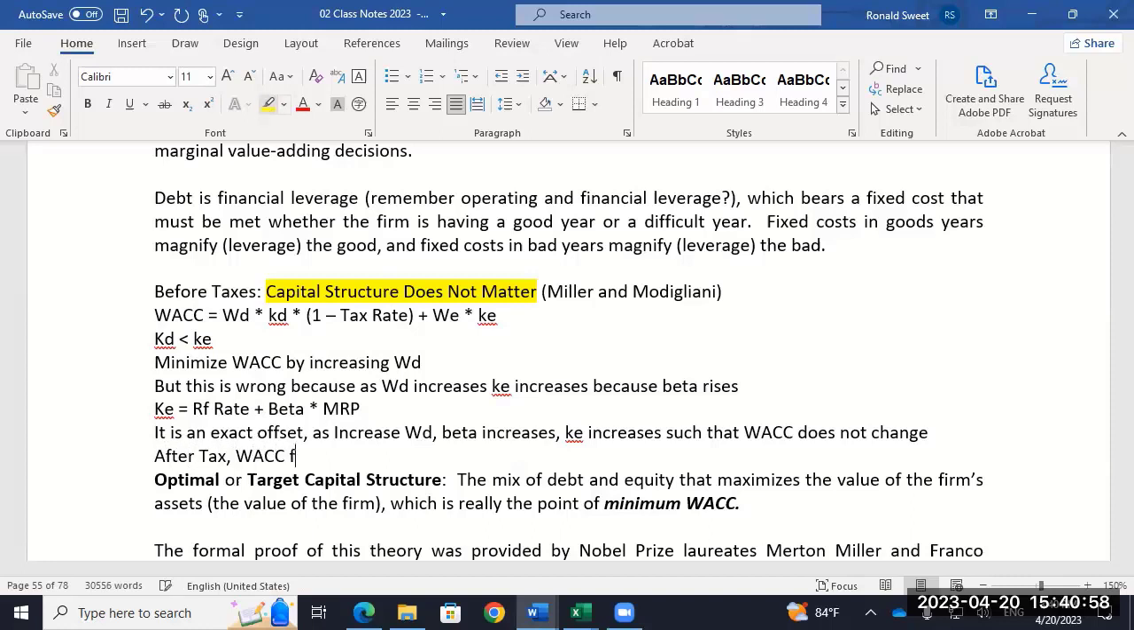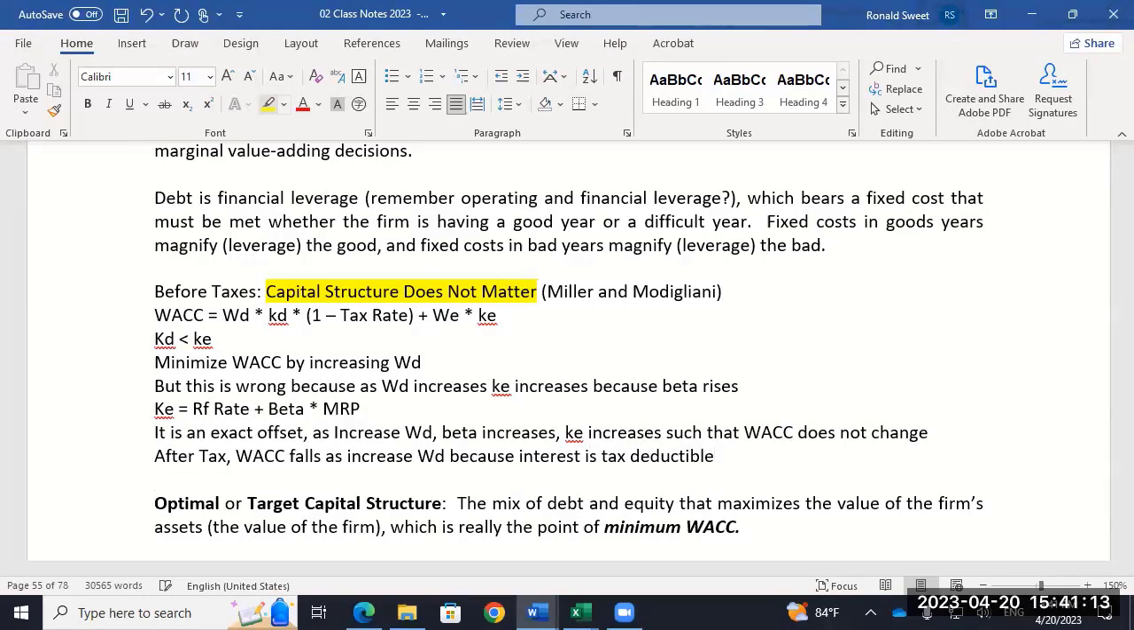WACC falls as you increase WD because why? Interest is tax deductible. So after tax, it does matter. After tax, more debt is good. Why? Because the US taxpayer is paying part of your cost of debt. And you want to take advantage of that. But this is up to a point.